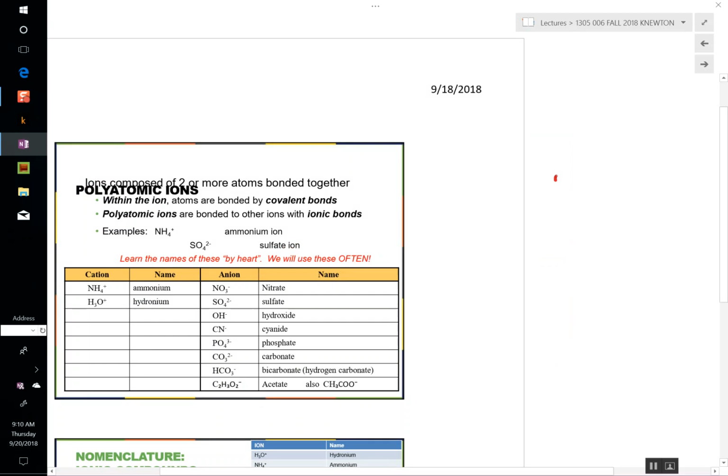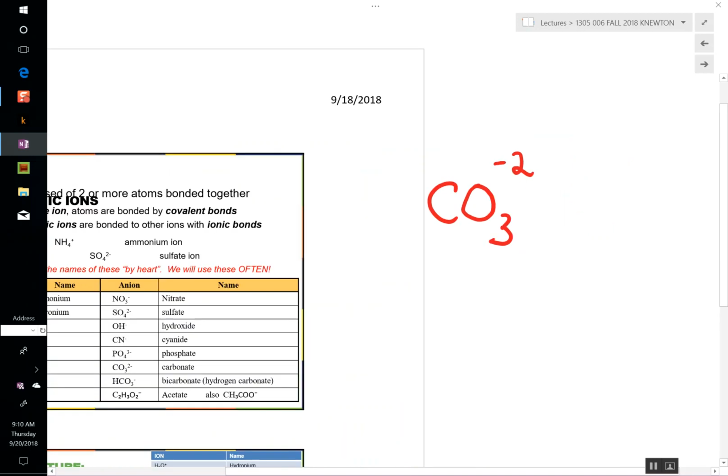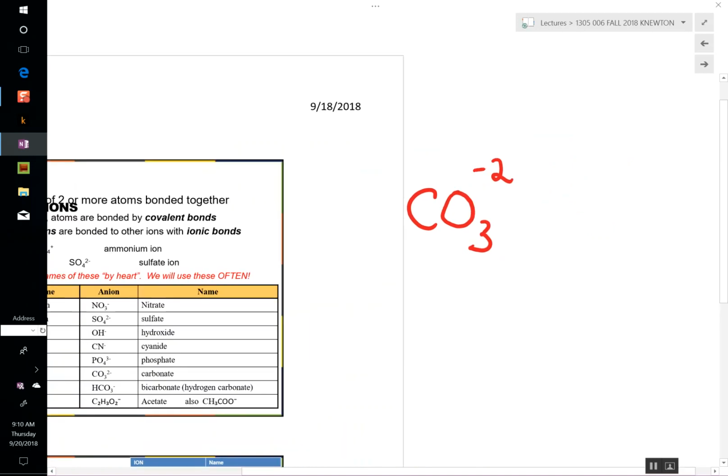So carbonate, CO3, and it carries a -2 charge. It is a polyatomic anion. So if you ever see carbonate in the name, that's what they're talking about. Baking soda is sodium carbonate and sodium bicarbonate. Those two. So there's the carbonate and the bicarbonate.